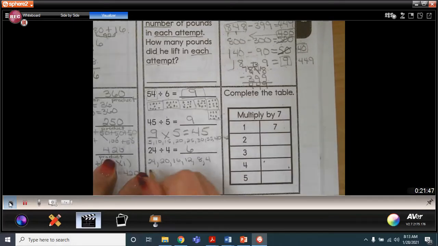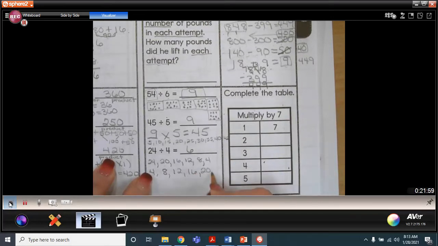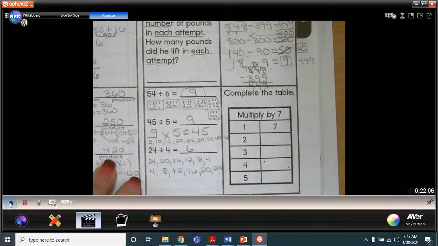Or again, we could do counting up by 4. We started with 4. Notice that this is going to look like the pattern going backwards. 4, 8, 12, 16, 20, and 24. So 1, 2, 3, 4, 5, 6 times. So either way you look at it, it's all okay.